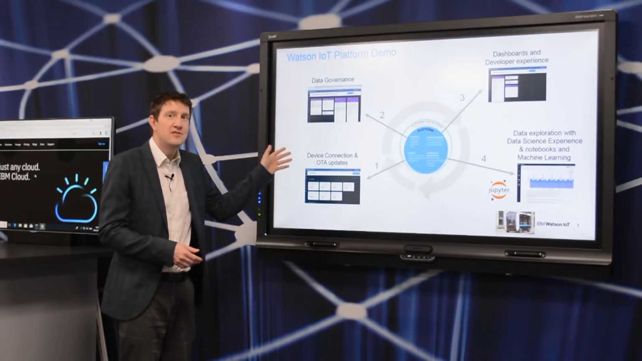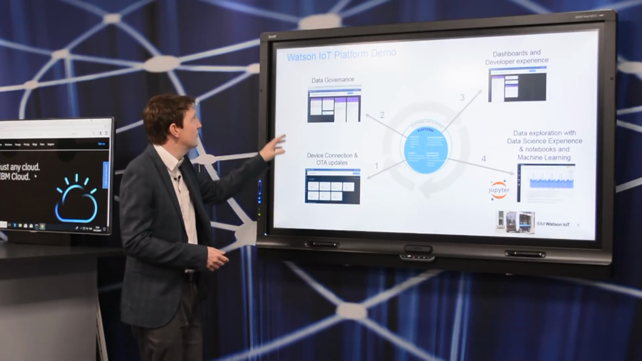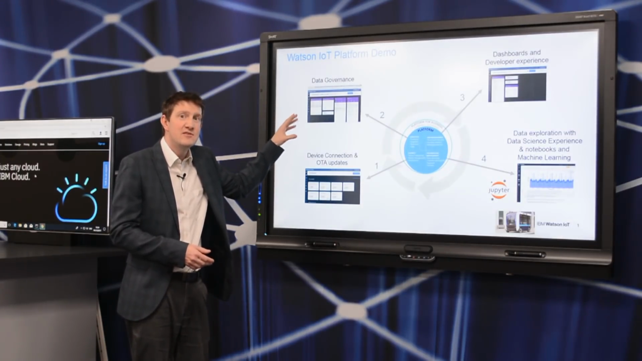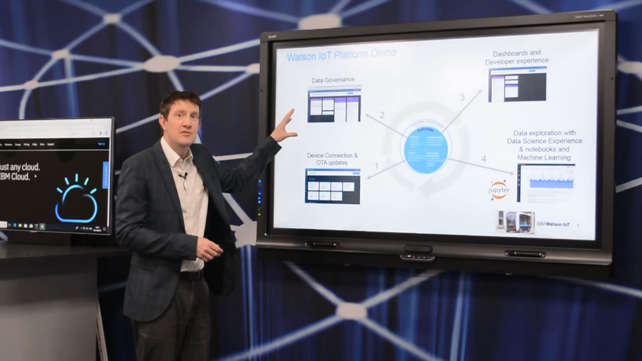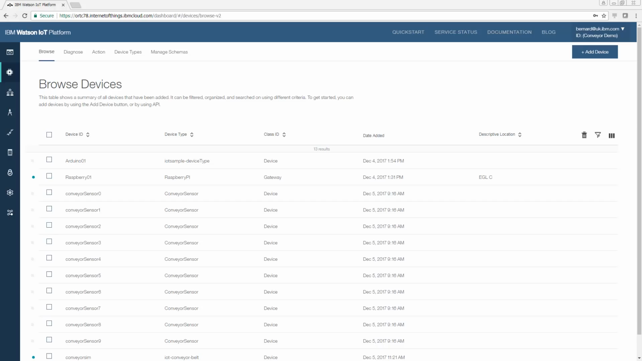Okay, so we've seen device connection, registration, and over-the-air updates. We're now going to move on and take a look at what we can do with the data in terms of manipulation and data governance with Watson Data Platform. Within the platform, we can manipulate the data coming from devices to make it appropriate and consistent for our applications to use. That might mean normalizing values, such as converting temperature readings in Celsius and Fahrenheit to a common format. Let's take a look at what we can do for our conveyor belt.